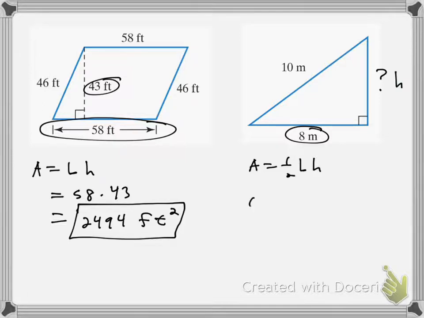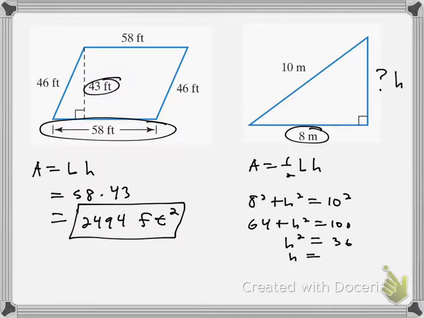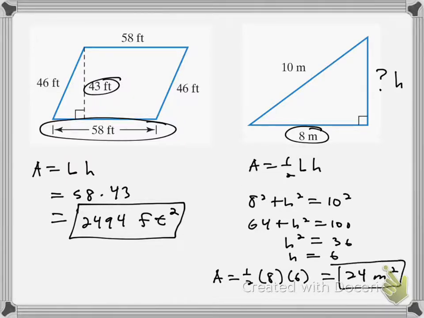So we know that 8 squared plus h squared equals 10 squared. So that means that 64 plus h squared equals 100. Subtracting the 64 over, h squared equals 36, so h equals 6. So my area is 1/2 the base, which is 8, times the height, which I just found, which is 6. 1/2 of 48 is 24, and then it's meters squared, square meters for area.